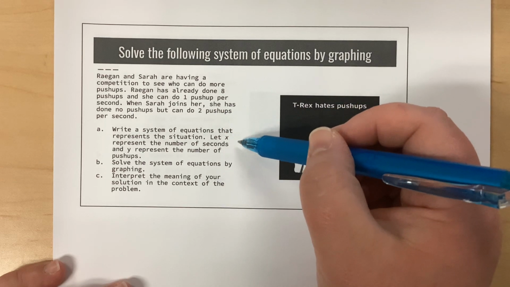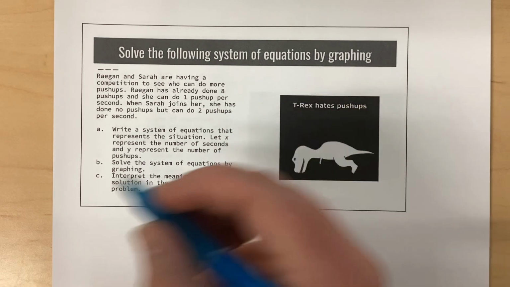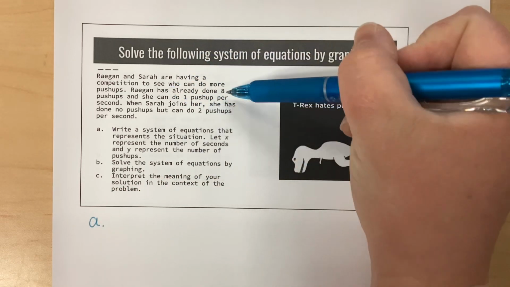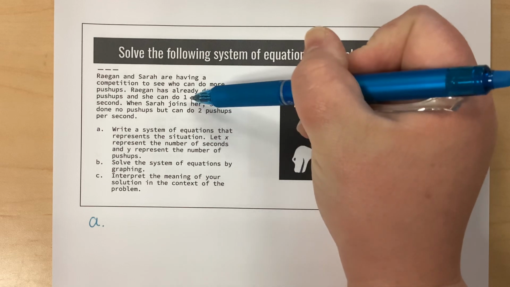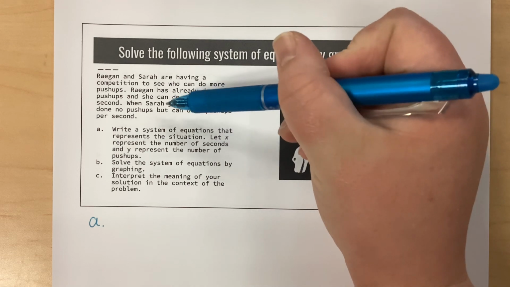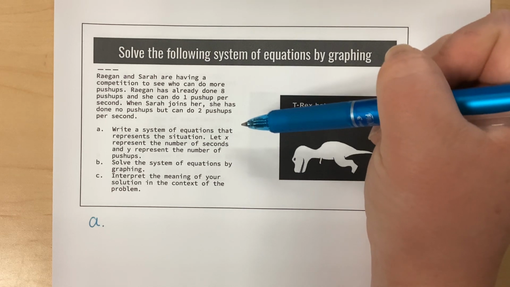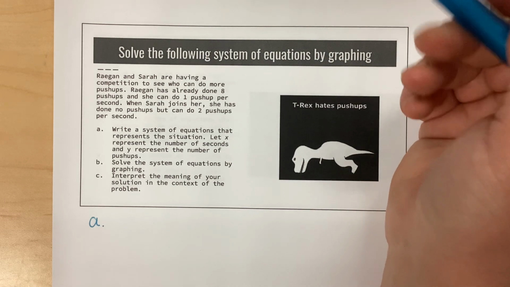It says x is going to represent the number of seconds, and y is going to represent the number of push-ups. So in this problem, we see that Reagan has done a certain amount already, and we know what her rate of change is. And then similarly for Sarah, we know how many she starts with and what her rate of change is. So our equations are going to be in slope-intercept form.